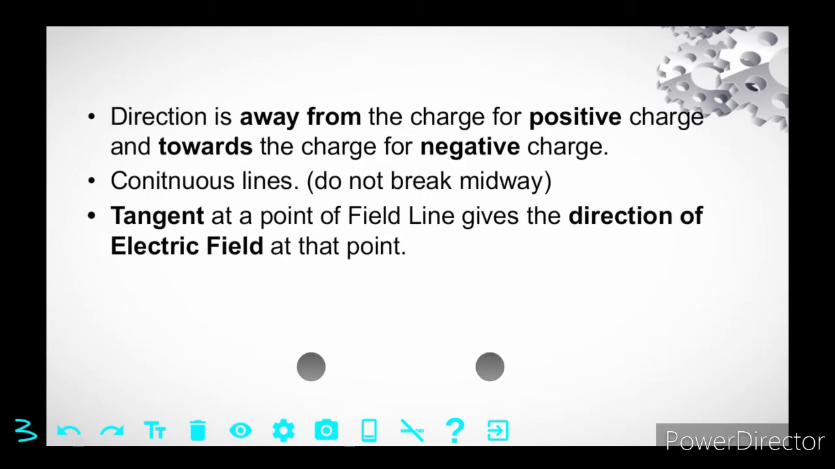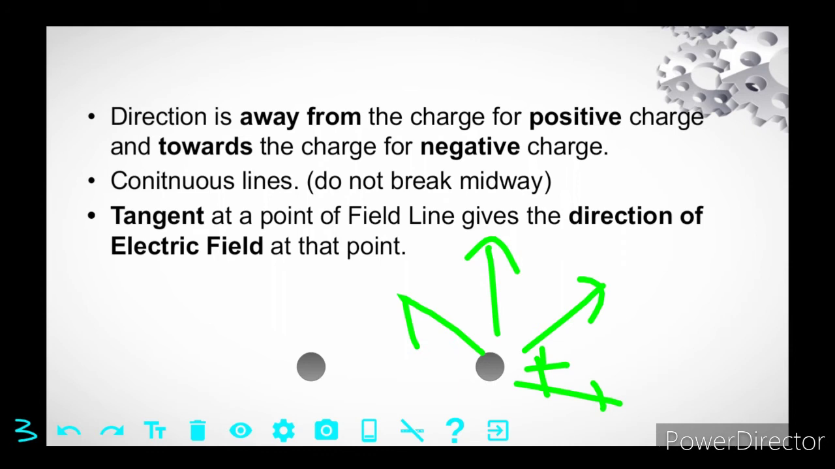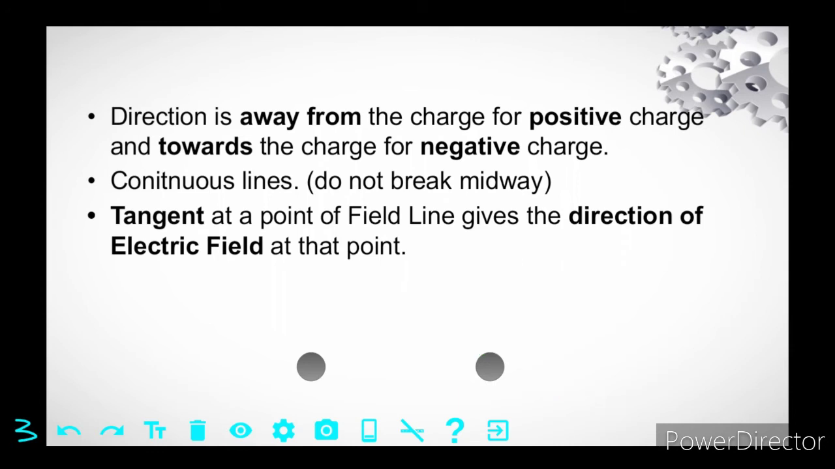The direction is away from the charge for positive charges. If you consider a positive charge, then the direction of the electric field is away from this charge, and we have to draw it in this manner. Similarly, if this is a negative charge, then the direction of the electric field lines is towards this charge.